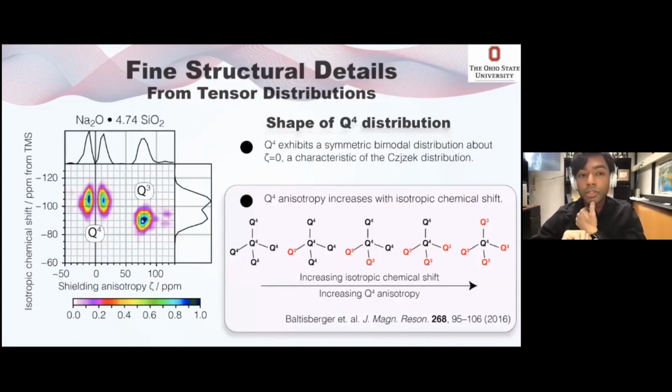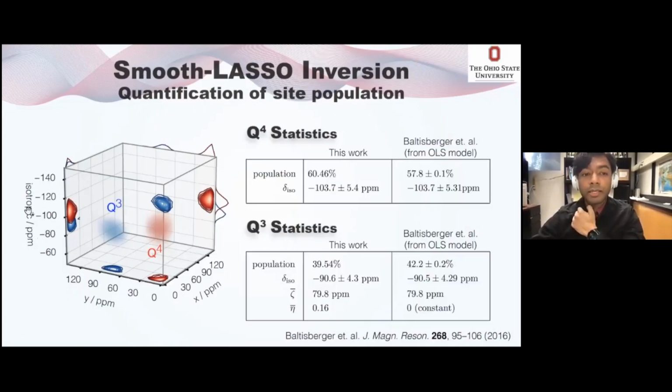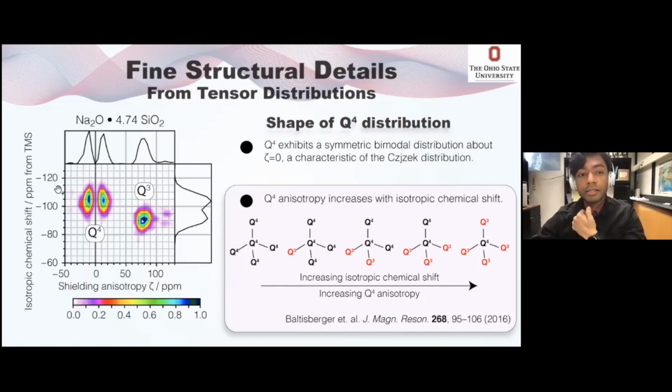So next, what I'm going to show here is a 2D plot of the same distribution, except what I've shown here is the isotropic X and Y. We can convert this into isotropic, asymmetry, and anisotropy parameters. And then what I'm showing here is actually a projection of that 3D distribution. So you have isotropic shift and shielding anisotropy. So here, what we see is more of a finer structural detail.